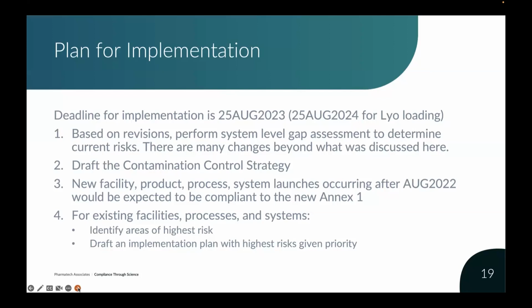In addition to that risk assessment, you definitely want to try to get that draft done of your contamination control strategy. Bring all those pieces together. Have something that says this is our contamination control strategy. This is all the different pieces and control aspects that we have in place.